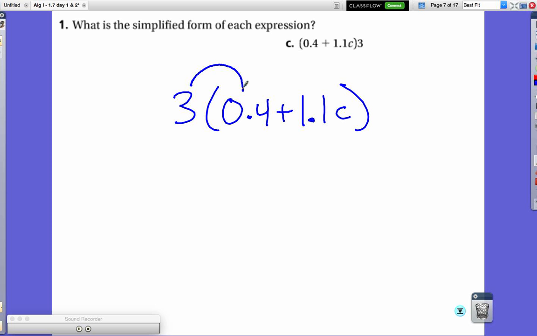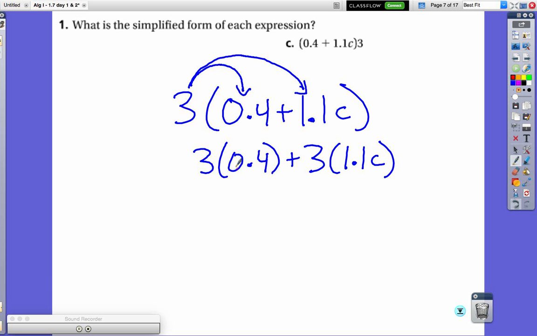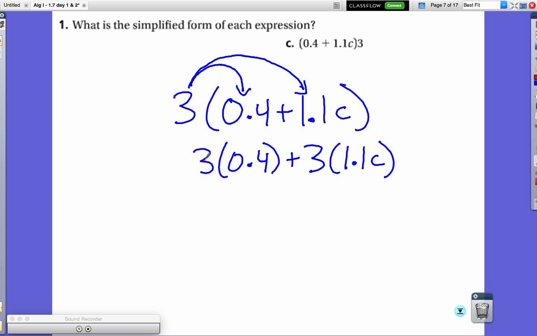We take 3 times 0.4 plus 3 times 1.1c. Now, we learned when you multiply decimals, you can just multiply the numbers. So we have 3 times 4, which is 12, and there is one number after the decimal point, so we need to put the decimal. So there's one number after the decimal.